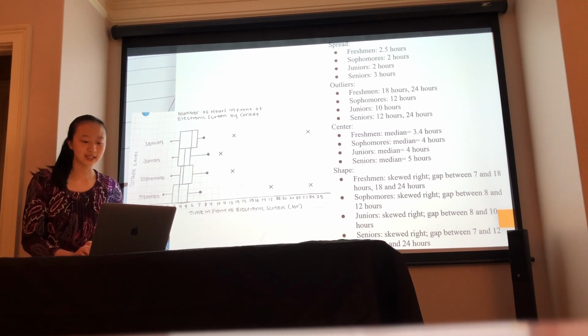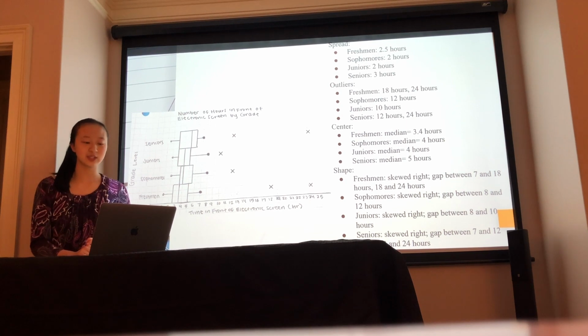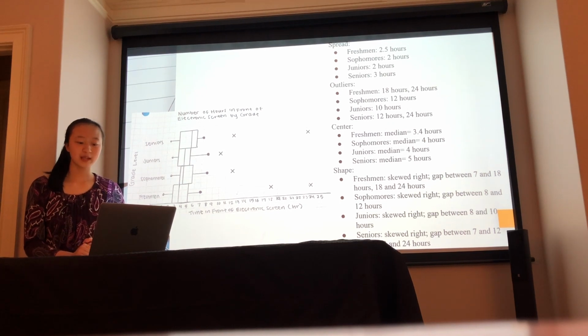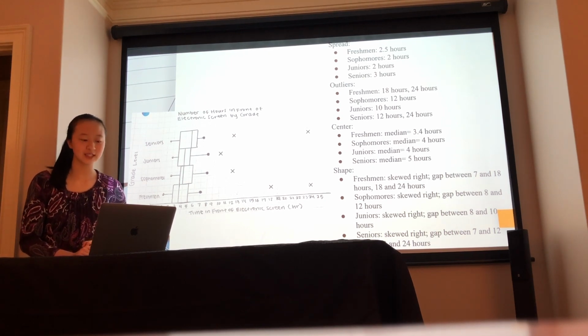Overall, it appears that seniors spend the greatest amount of time in front of an electronic screen each day, for their median is the highest of 5 hours. However, it seems that the freshmen have the largest range of times that they spend in front of an electronic screen. Their range is from 1 hour to 24 hours, which is 23 hours.